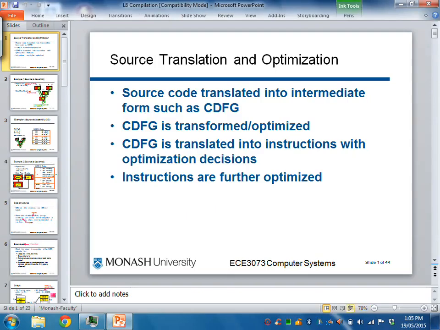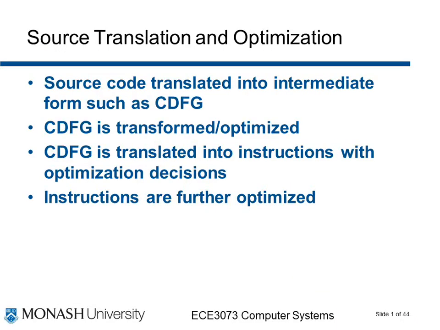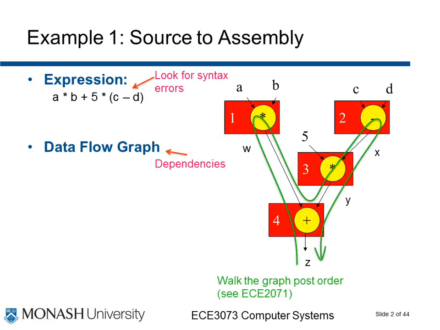Right. So how do we get source code from some intermediate representation such as a CDFG, and how do we optimize it? So a simple example. How do I go from my code, my data flow graph, and create some kind of assembly code?